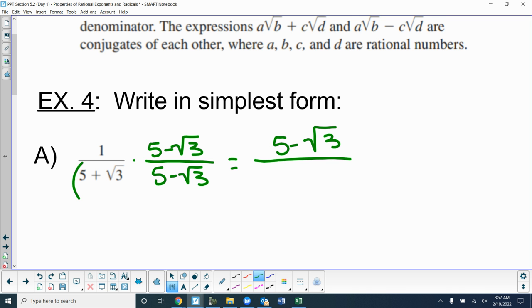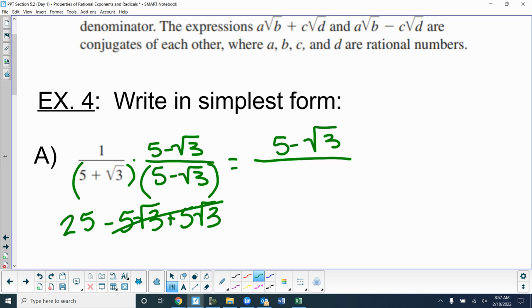Now, how do I multiply these? FOIL. Very good. So, what's 5 times 5? 25. What's 5 times negative radical 3? What's radical 3 times positive 5? What's going to happen to those? They're going to cancel. What's radical 3 times a negative radical 3? What is the square root of 9 now? 3. Negative 3. So what's 25 minus 3? 22. That's our answer.